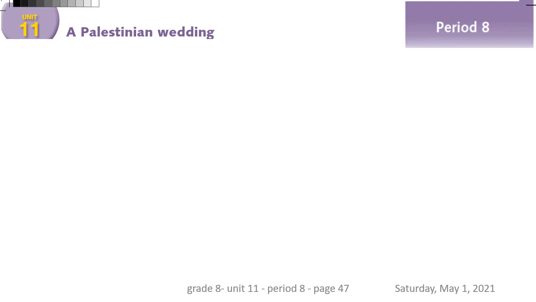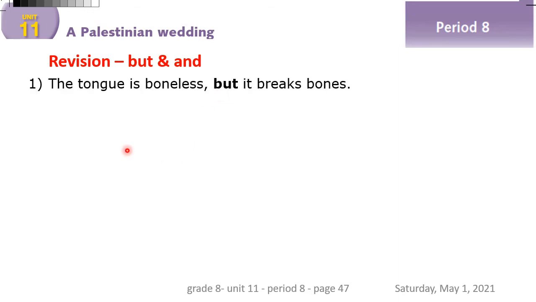Now we are going to discuss but and and. This is a revision because you have already learned but and and while you were in grade 7. Today let's revise the meaning of but and the meaning of and. The first example: the tongue is boneless but it breaks bones.